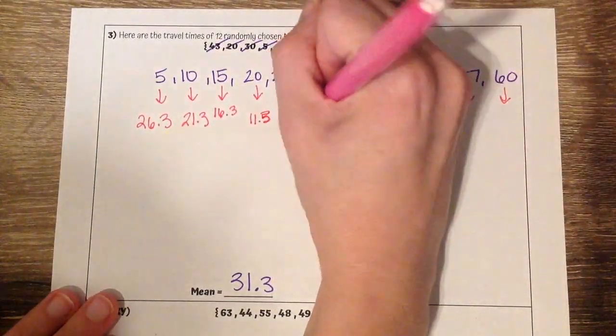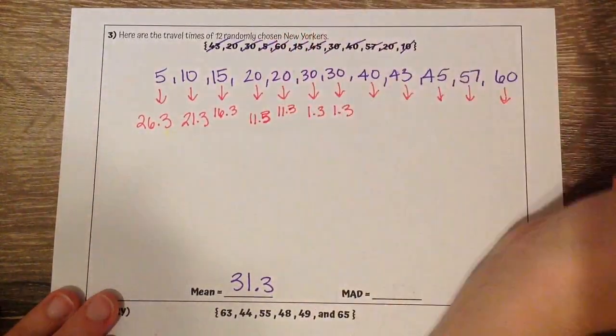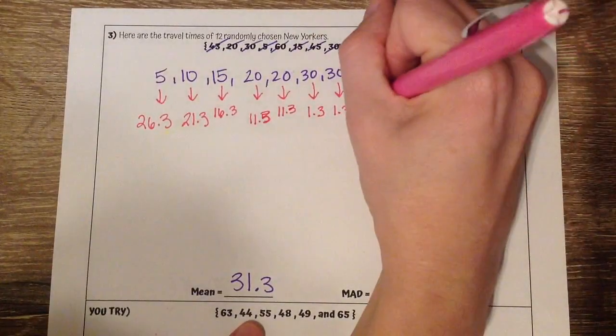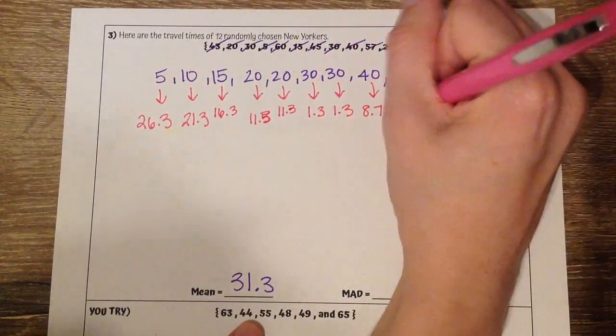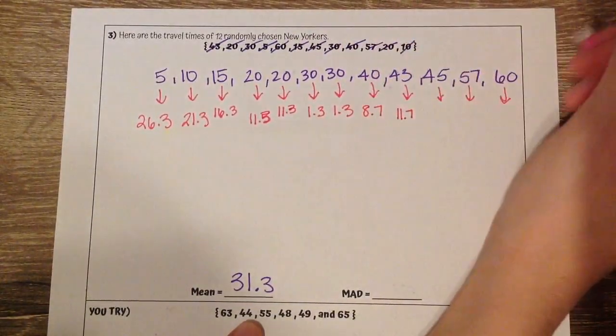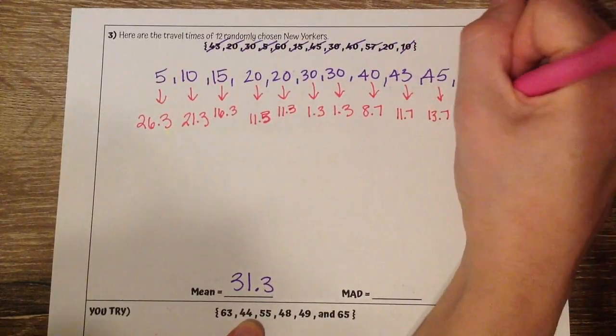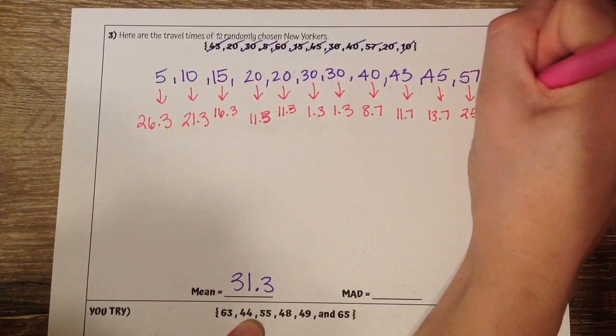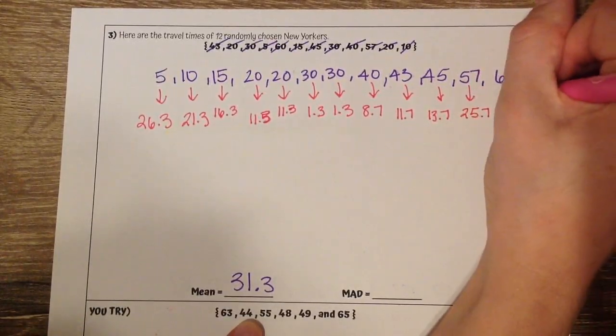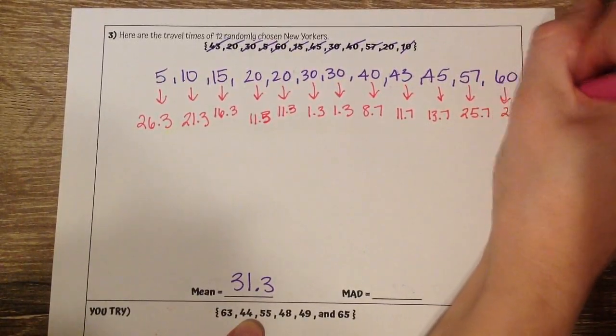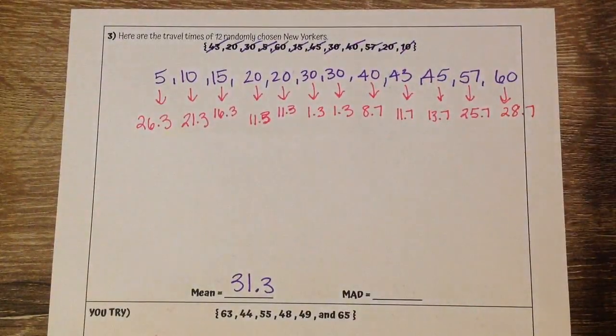This is 1.3, 1.3. 40 is going to be 8.7, 11.7, 13.7. This is going to be 25.7 and 28.7. So again, you can use the calculator the whole time or do it in your head. Just be careful that you didn't make any mistakes.